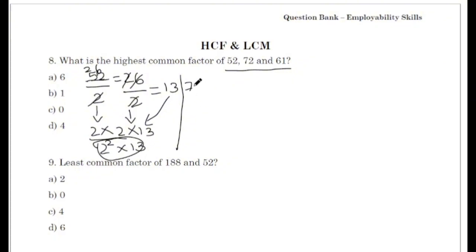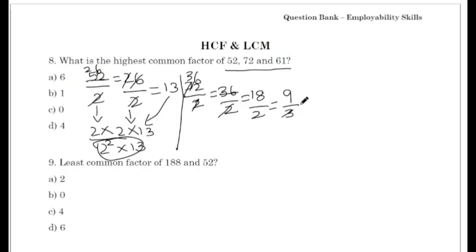And we have 72. 72 divided by 2. 2 ones are 2, 2 threes are 6, and you have a carry. 2 sixes are 12. You have 36. Then 36 divided by 2. 2 ones are 2, 2 eights are 16, this is 18. Then 2 nines are 18. Right? Then you have 9.